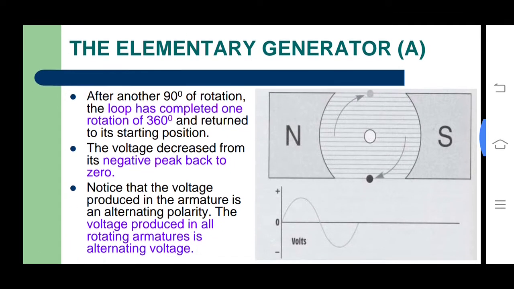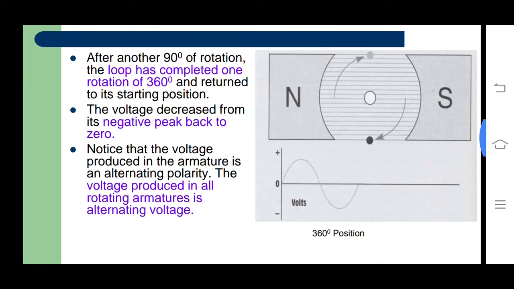So in the elementary generator, after another 90 degrees of rotation, the loop has completed one rotation of 360 degrees and returned to the starting position, that is 0 degrees. The voltage decreases from its negative peak back to zero.